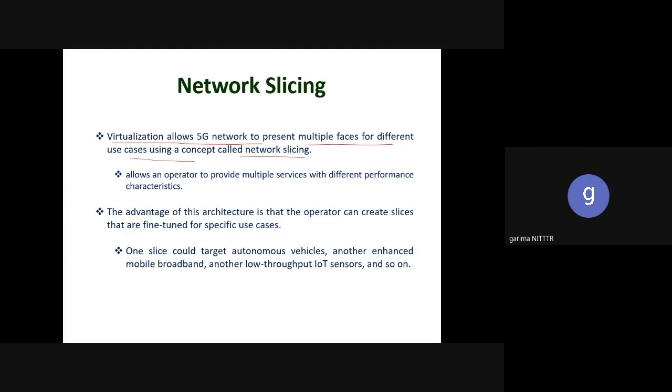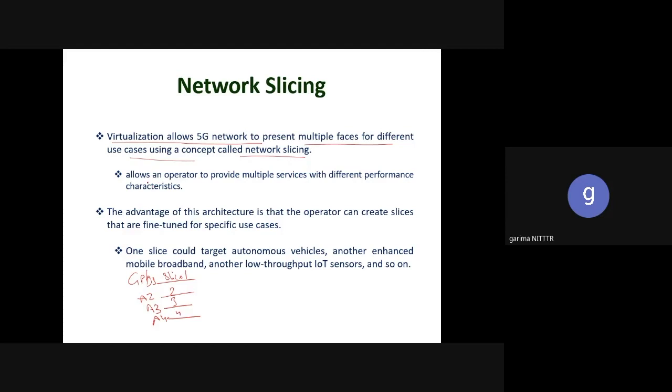Whenever you have virtualization, with the help of virtualization your 5G network will be able to give you different applications. Suppose you want just a high speed network, or you want a GPRS network, and that network will have different slice requirements. So it will be on slice 1, then slice 2, slice 3, slice 4. So as per application 1, application 2, application 3, application 4, you can have different slices.